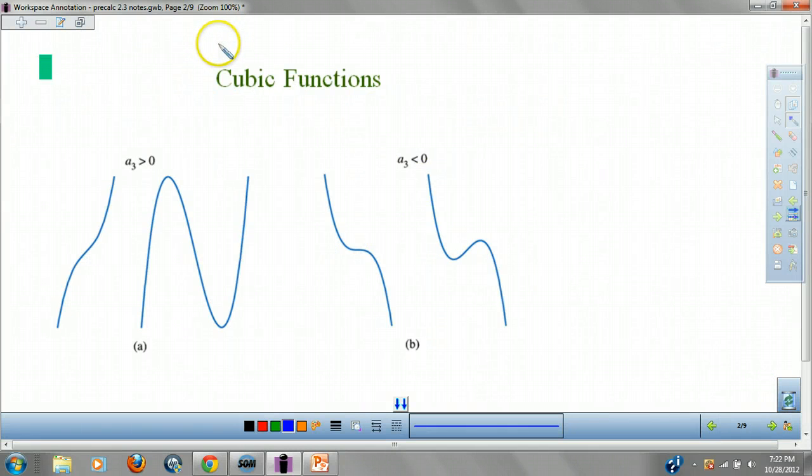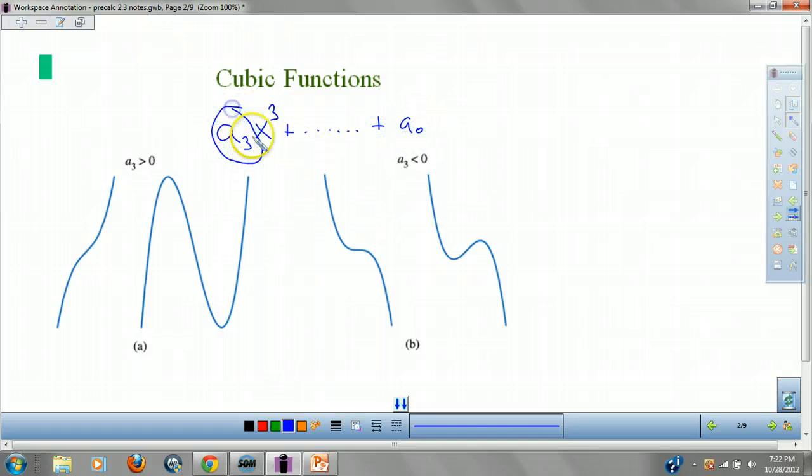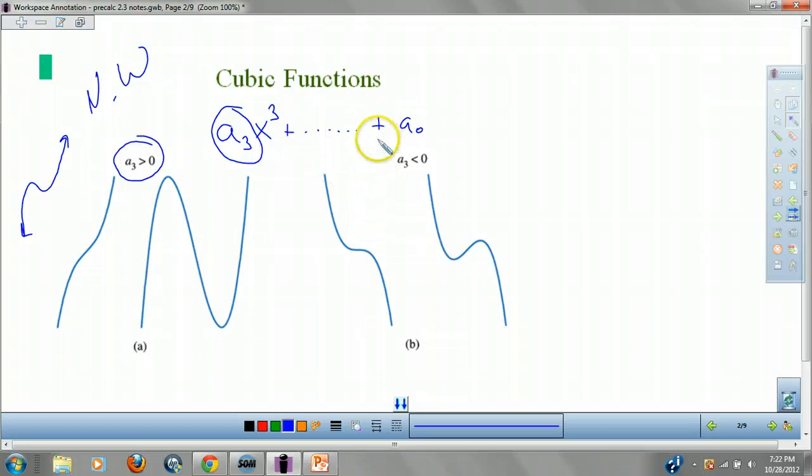Okay, this is just some fun stuff for you. If you have some a_3 x^3 plus ... plus some a_0, this number here, I would draw this. If that number is greater than 0, your cubic is going to look something like this. Going to have a little curve in it, going to have a big bump in it. If it is negative, aka less than 0, it goes down, and you're going to either have a low point or you're going to have a little bump here.